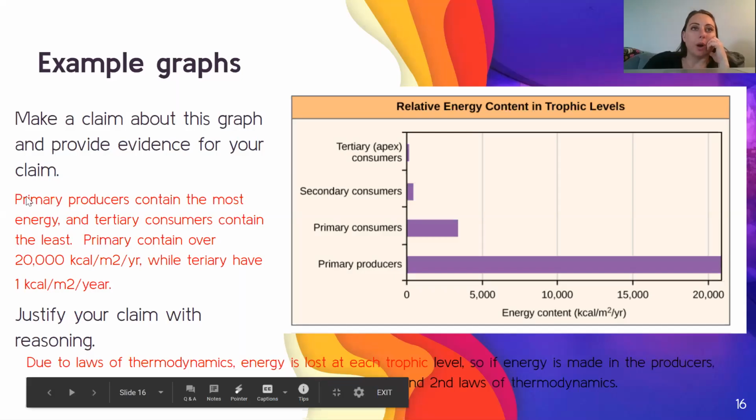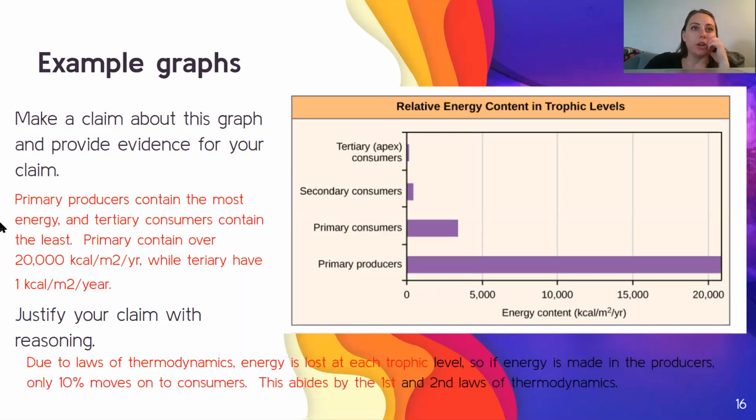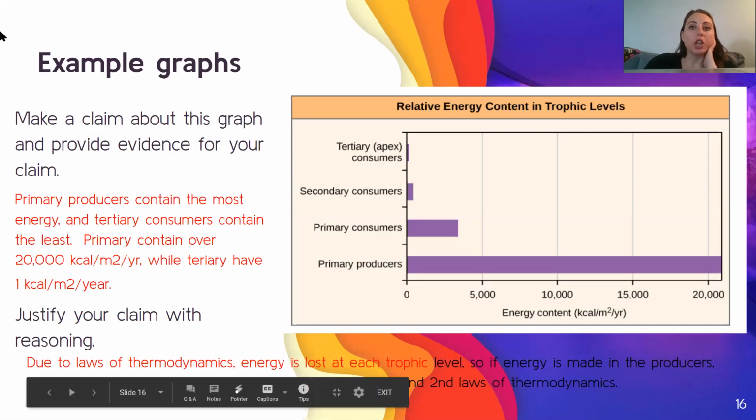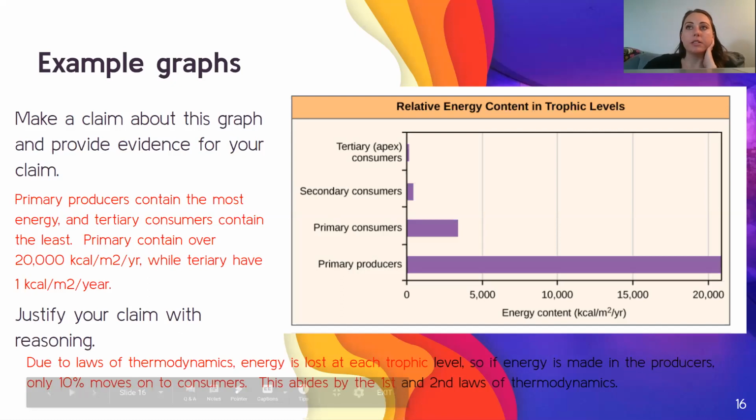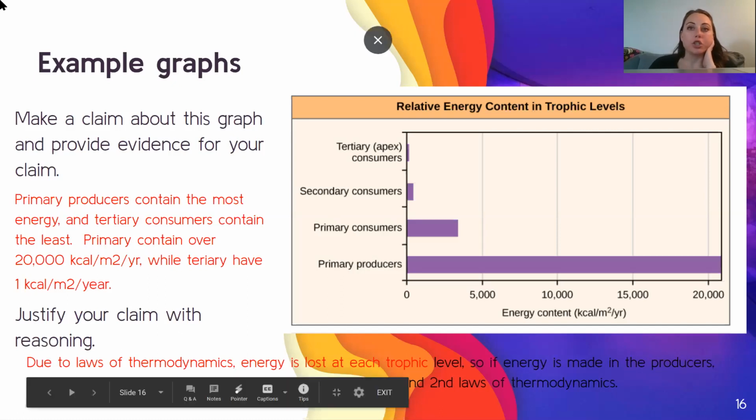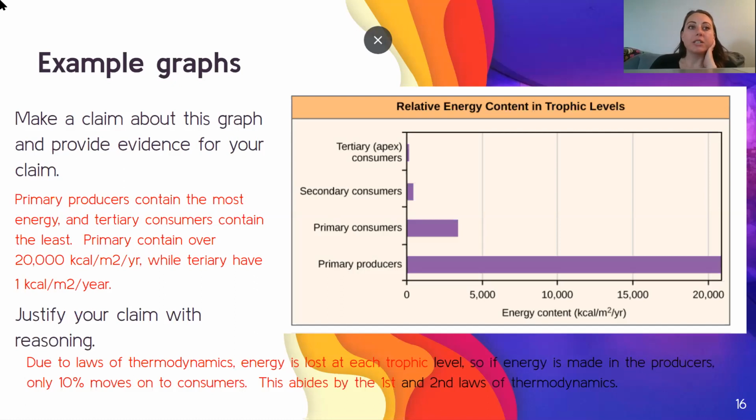So again, my claim: primary producers contain the most energy, tertiary consumers contain the least. Primary contains 20,000, while tertiary contain just 1. Due to the laws of thermodynamics, energy is lost at each trophic level. So if the energy is made in the producers, only 10% moves on to the consumers. As you move up between the consumers, more and more is lost. I probably should add another sentence: more and more is lost as you move between the consumers, and eventually it will start to run out.